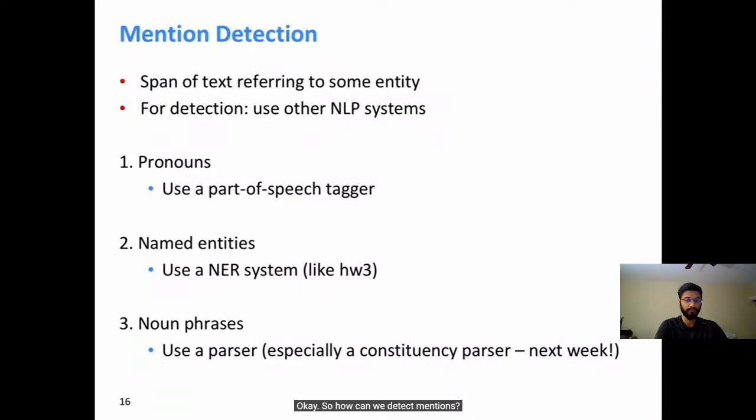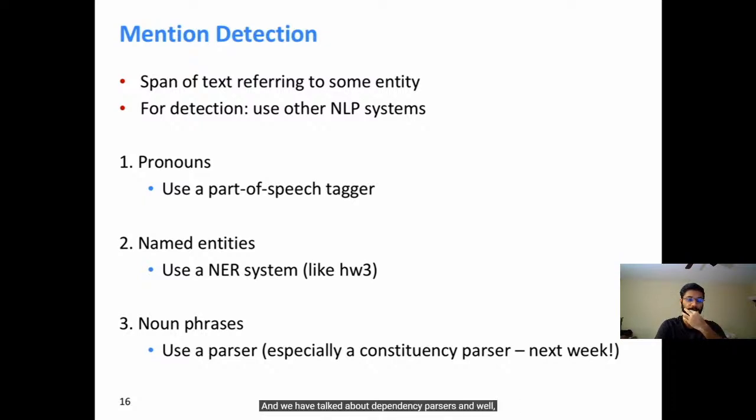Okay, so how can we detect mentions? Well, one answer is to say, we've looked at various other NLP systems on and off, and we could just use those NLP systems as pre-processing systems to find mentions. For pronouns, there are part of speech taggers that say what's a noun or a verb or a pronoun, and so we could run those and find all the pronouns and we're done. For the names of things like Barack Obama, we've talked a couple of times about named entity recognizers, so we can run those and find all the named entities. Then for the common noun phrases, that's where we need parsers to find the structure of the sentence and find where the noun phrases are.